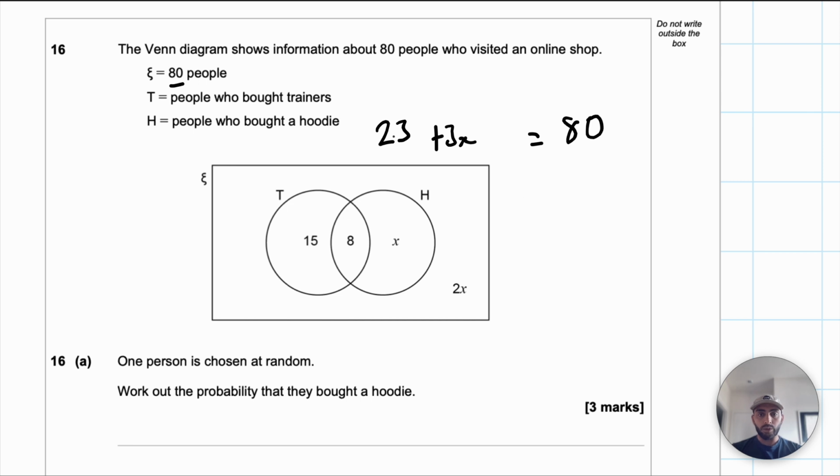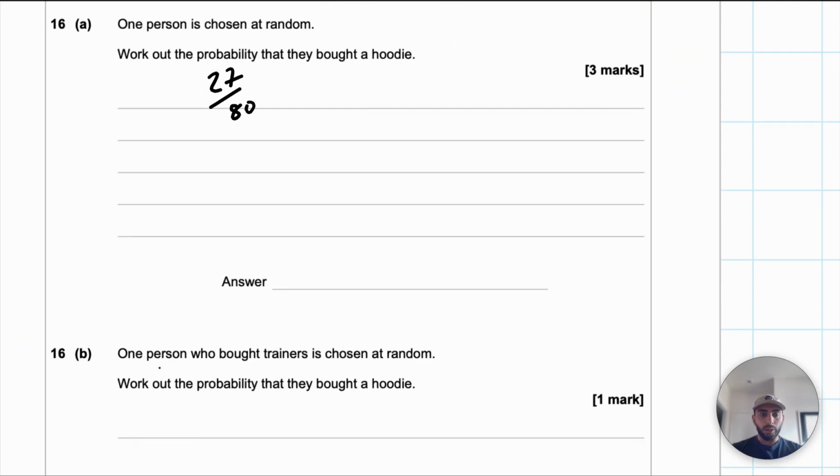We're going to take away 23 from both sides. So we're left with 3x is equal to 80 take away 23, that'd be 57. Then we need to divide by 3, so x is equal to 19. So this value, I can swap it out for 19. 2 times 19 is 38. We want the probability that they bought a hoodie, so that'd be everyone in this circle, 8 and 19, which is 27, out of the total amount of people, which is 80. Part B. One person who bought trainers is chosen at random.